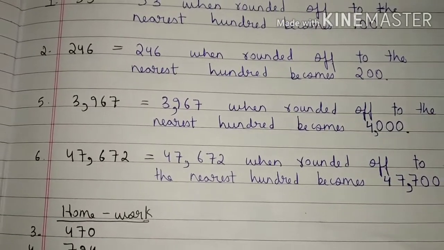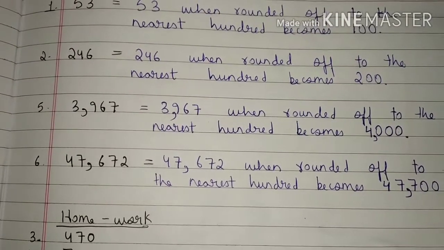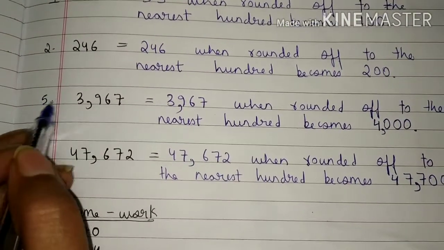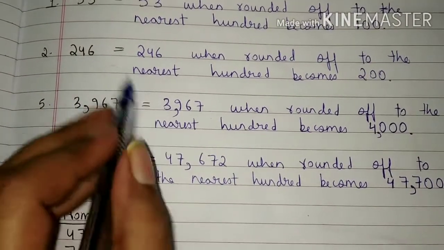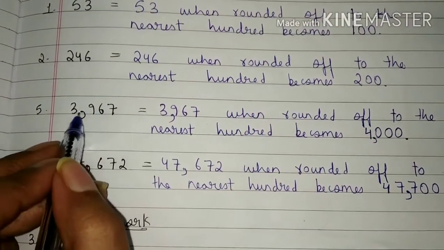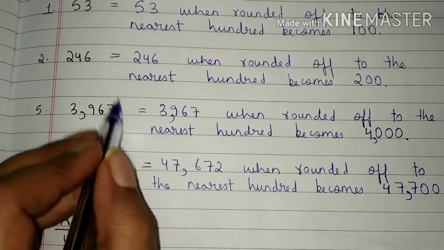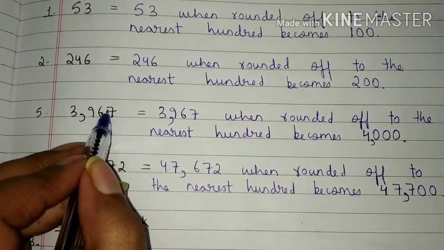Students, third question and fourth question, this is your homework. So now come to fifth question. Number is 3967. Students, you have to round off this number to the nearest 100.